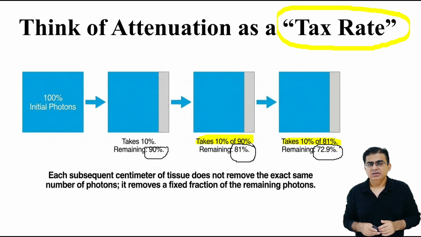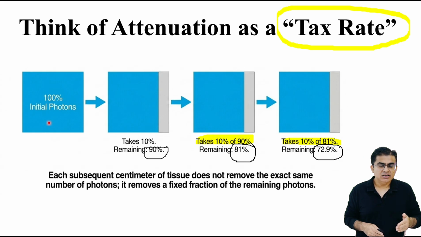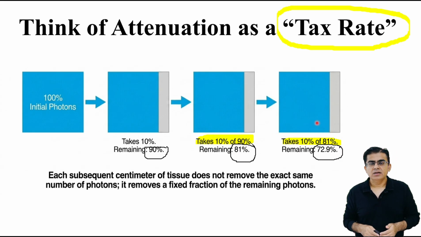Notice that you are always taking a strict fixed percentage out of a smaller and smaller remainder. Because of this continuous percentage drop, the beam intensity theoretically never drops to absolute zero. This specific type of continuous mathematical reduction is what we call exponential attenuation. I hope you are clear now.